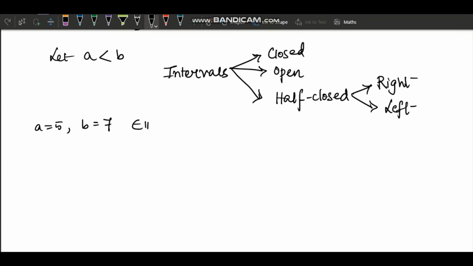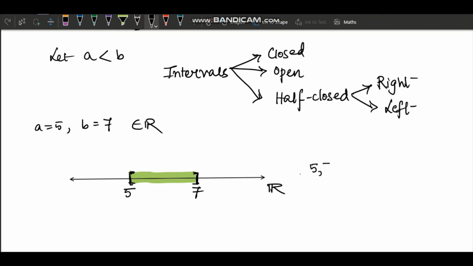So suppose A is 5 and B is 7. Both these are real numbers. Let us consider the number line. We take the number line and say this is the position of 5 and this is the position of 7. This is obviously the real number line. By closed interval, we mean all the numbers in between 5 and 7, and it includes 5 and 7 as well. So all real numbers in between 5 and 7 inclusive of both. This is basically the closed interval 5 and 7.